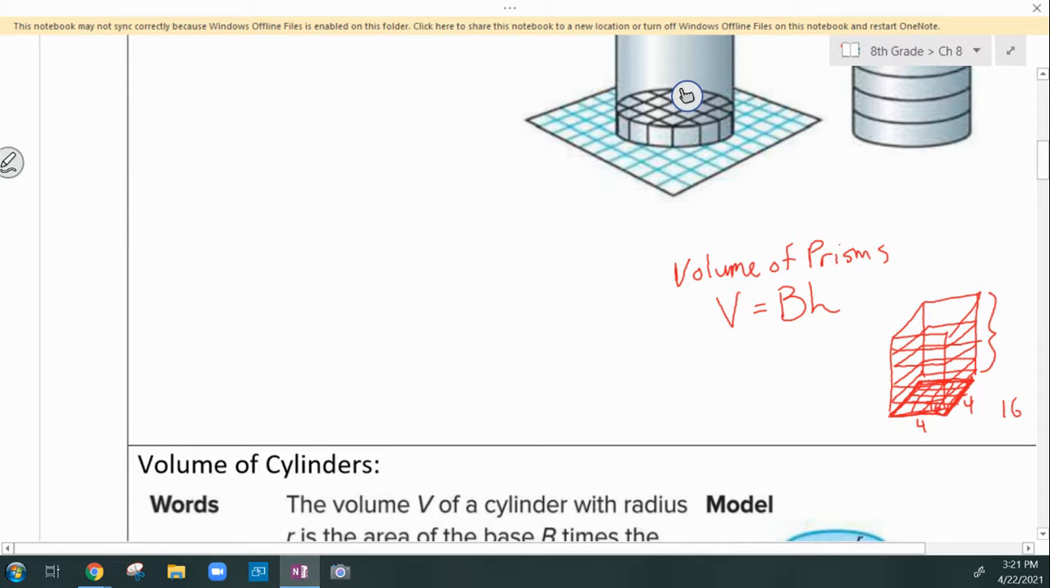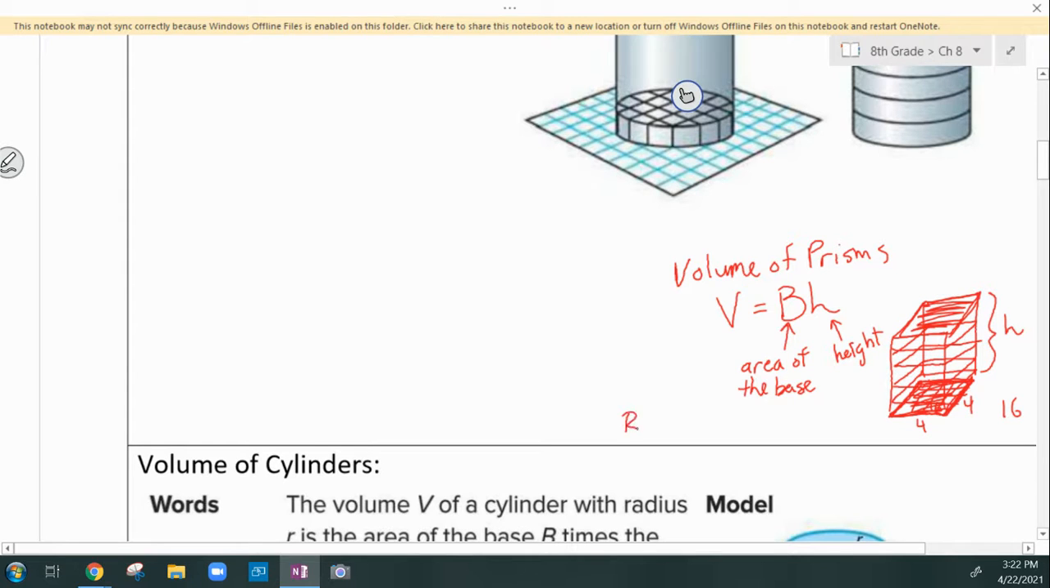All right, so the area of the base times the height. All right, so that big B always represented the area of the base, and that was the height of the prism. All right, and the height of the prism always connected the two bases. Hopefully you remember that, right? Here's the base, here's the other base, and so the height is always what connects those two bases. So that's a quick review from last year.